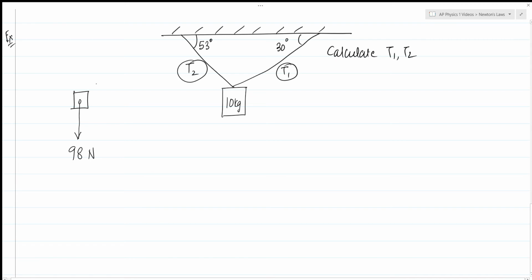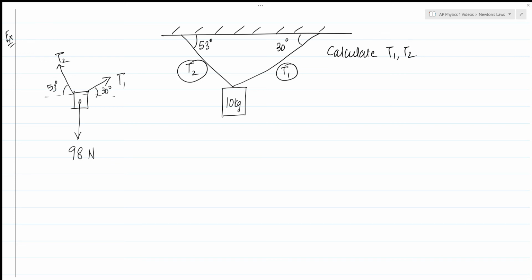Then you have these two tensions pointing in this direction. One is, say, T1 and the other one is, say, T2. Now, one key feature here is to recognize the angles. This angle here would be 30 degrees, and the angle here would be 53 degrees. So this would be an appropriate free body diagram. However, you notice that this free body diagram in its current state doesn't really help you solve the problem.